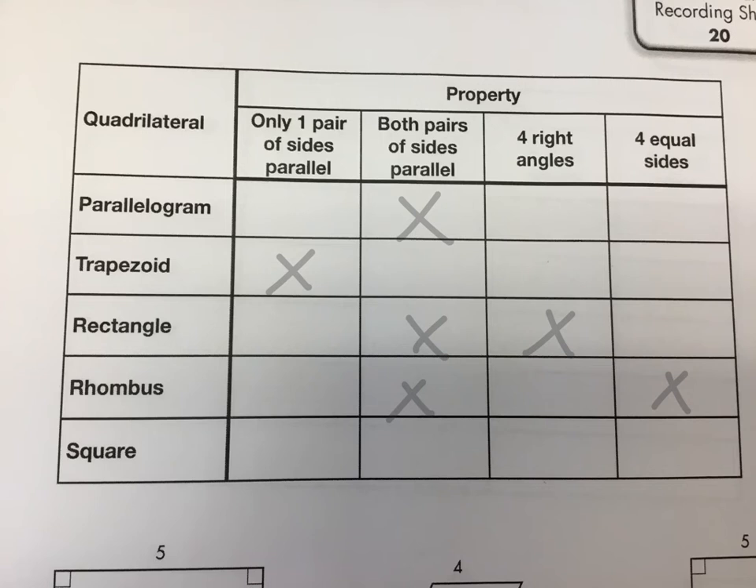Okay, the last one to mark on your chart, we have a square. A square has more than one set of parallel lines, so we're going to put an X in this box. And it will definitely have 4 right angles, and all of the sides have to be the same. It gets the most marks in the box. So you'll notice that we have marks in this, both pairs of sides are parallel. We have 4 out of the 5 shapes. They have both pairs of sides are parallel.